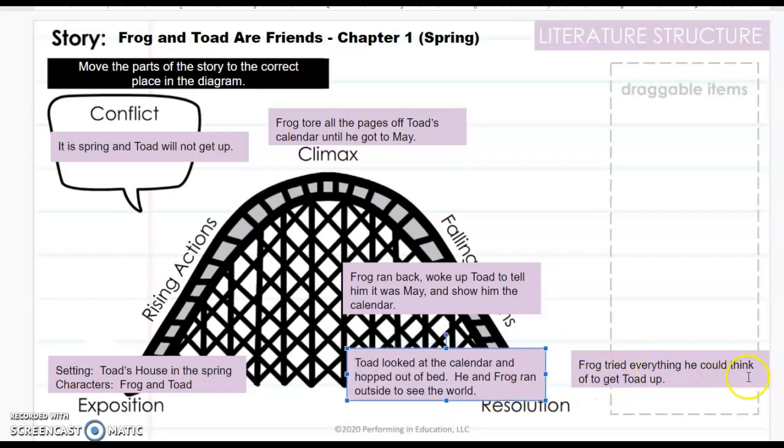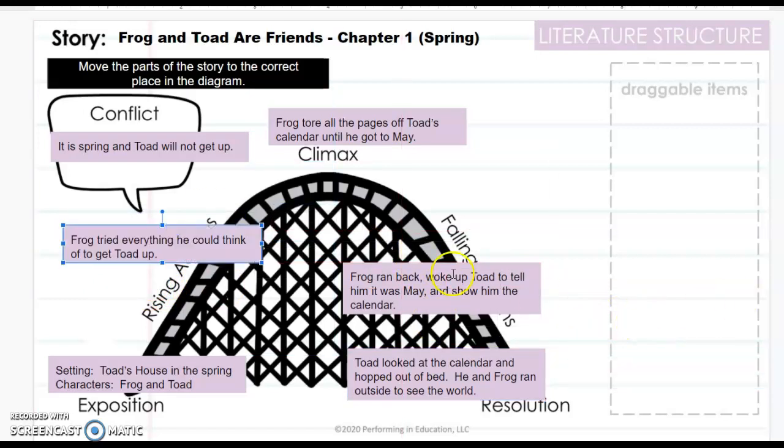"Frog tried everything he could think of to get Toad up." That was what was happening in the beginning of the story. I'm going to drag this over here to rising action. I can probably move this over now.